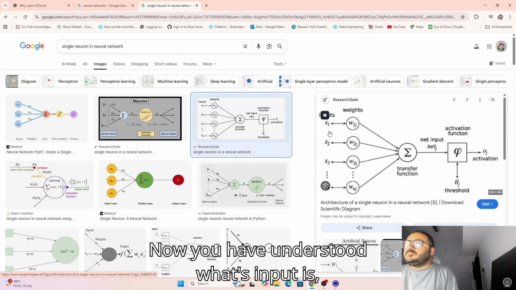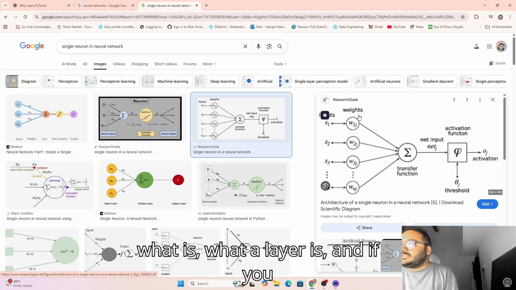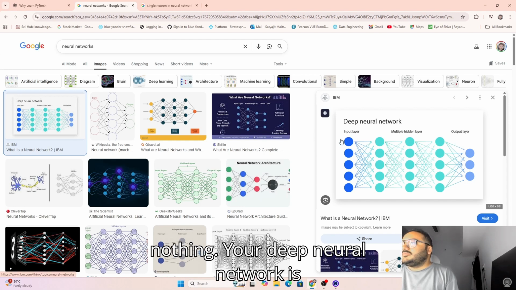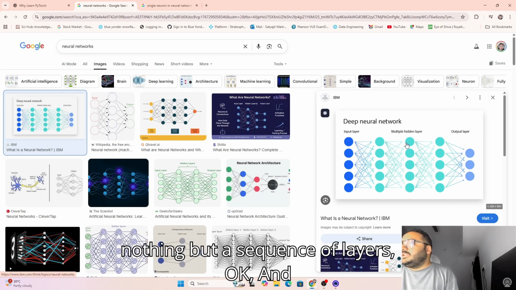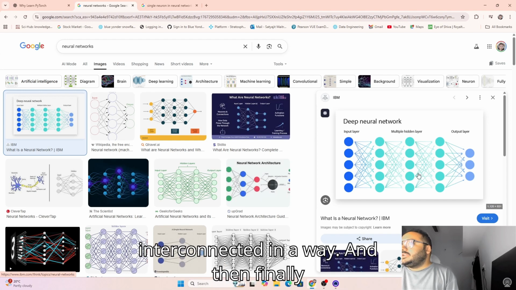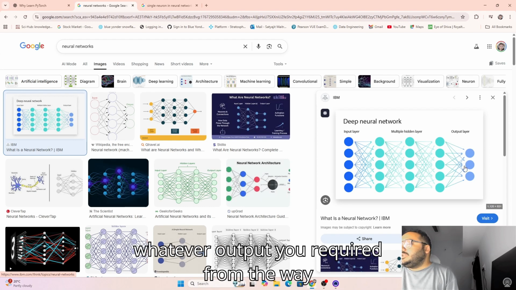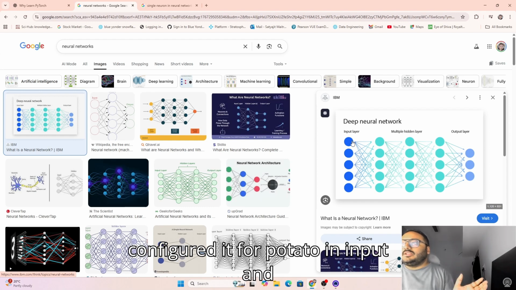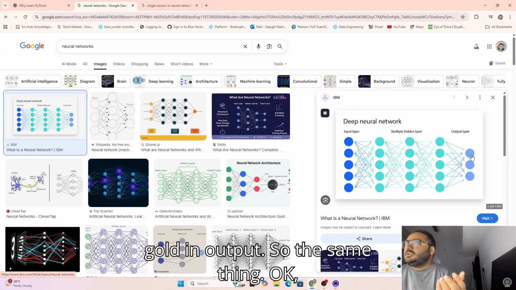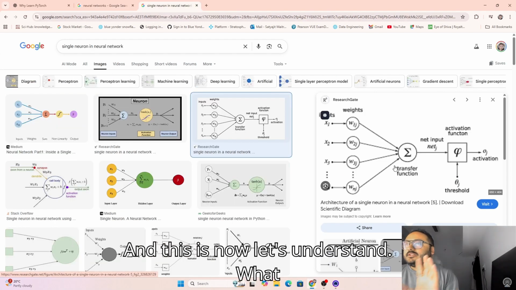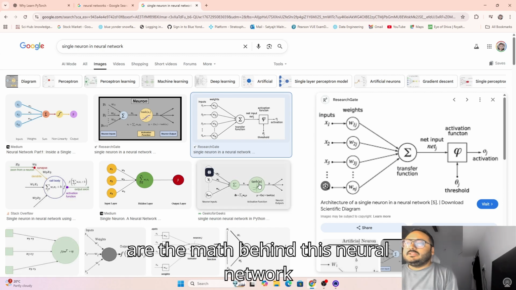Now you have understood what input is and what a layer is, and if you go to the network you will see your deep neural network is nothing but a sequence of layers. All the layers and all the neurons are interconnected, and then finally you get whatever output you required from the way you configured it, like Rahul Gandhi configured it for potato in input and gold in output. So that's what your neural network does. Now let's understand the math behind this neural network.